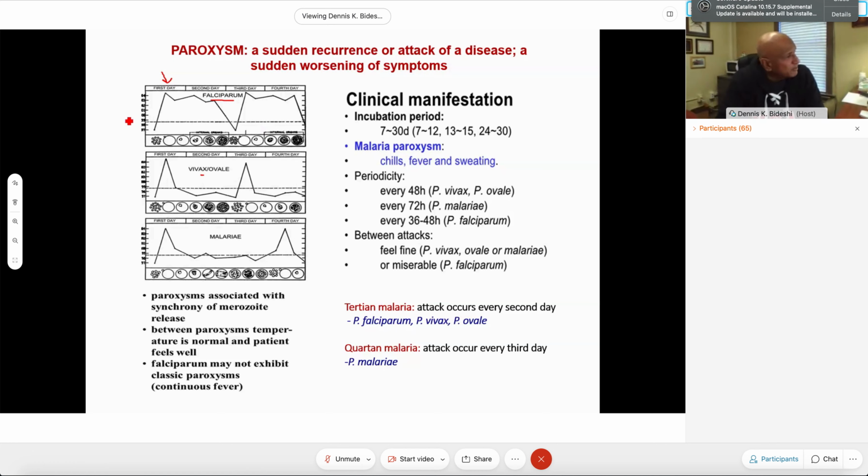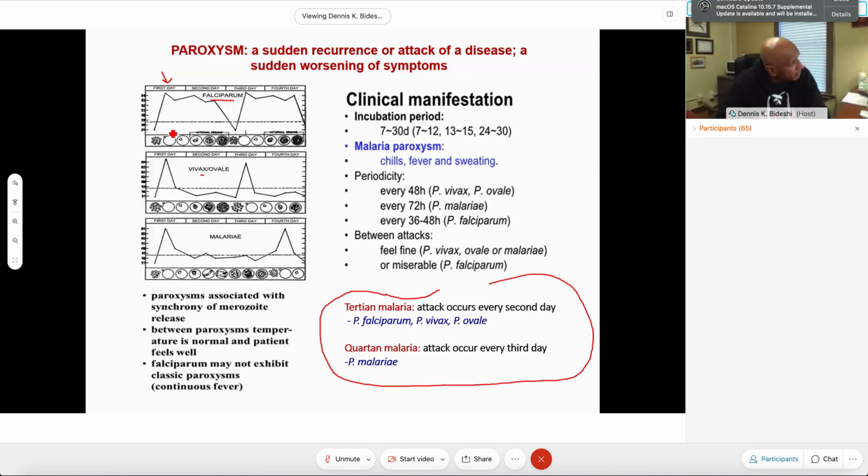All right, so the fever spikes occur when the red blood cells break up. If you take a look at this here, sometimes you can tell what species is causing the disease. If you notice, these spikes occur at different times. Here's what I want you to know, just these two terms. We have tertian malaria. Tertian malaria occurs every second day, and it occurs with falciparum, vivax, and ovale. So here's Plasmodium falciparum. Here's Plasmodium ovale and vivax.